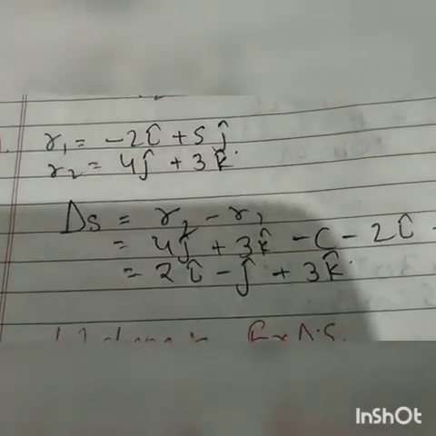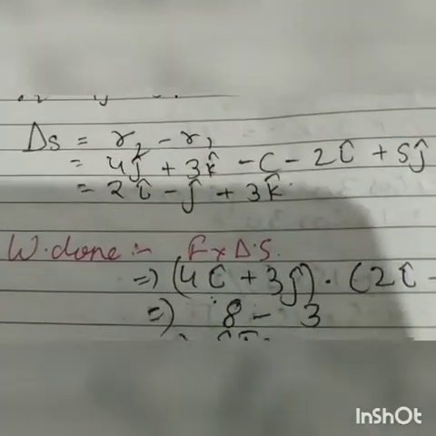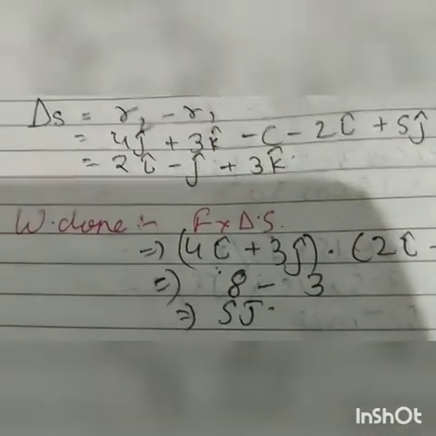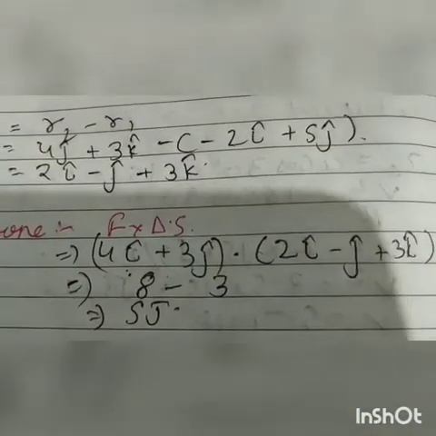So first we will find the difference, that is r2 minus r1, and we know that work done is equal to force into displacement. As we have found the displacement above, we will just put all the values and multiply it in vector form and get the answer 5 joule. So the correct option is 5 joule.